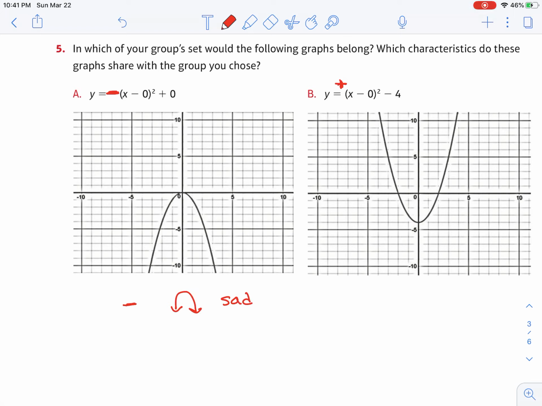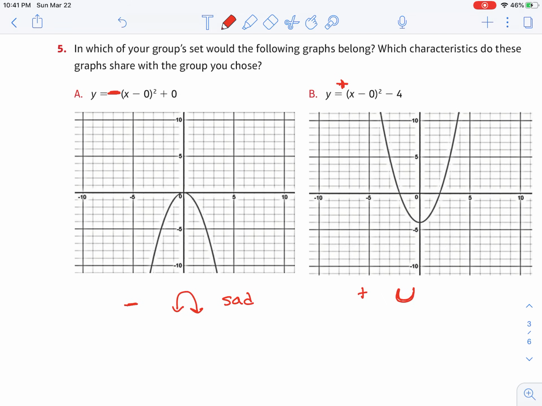It's sad. This one's positive. It causes it to be a U shape. It's happy. This represents my X, and it's always the opposite. So right now it's a 0. It doesn't do a whole lot, but this represents my X. It's always an opposite. Right now it's a 0. The oppositeness doesn't mean much.